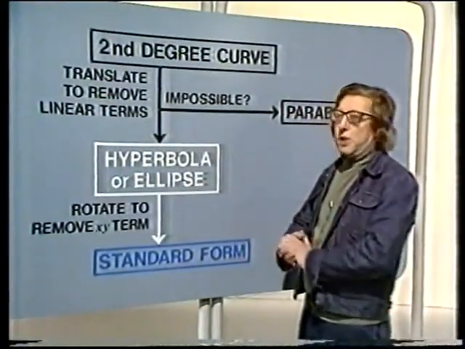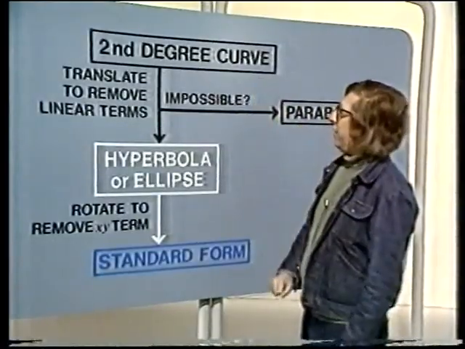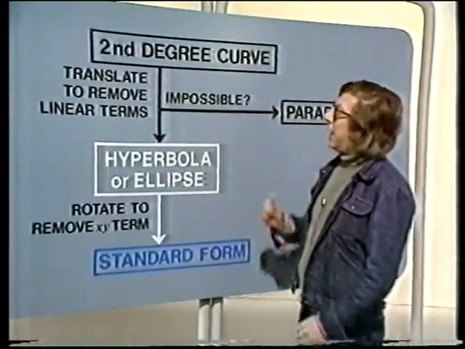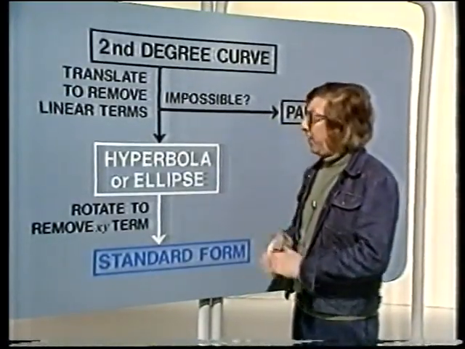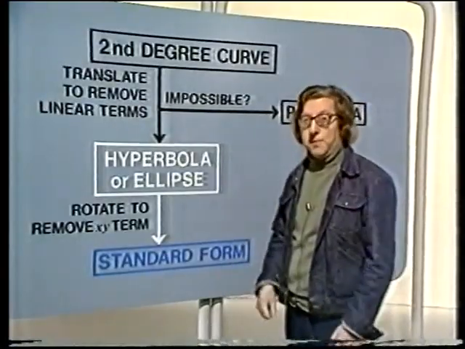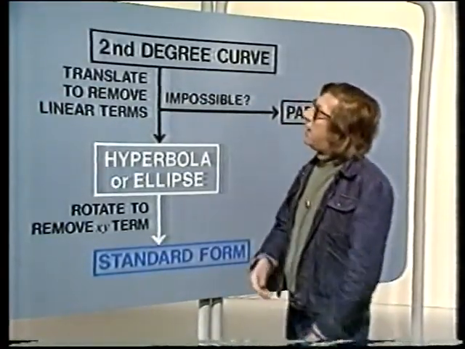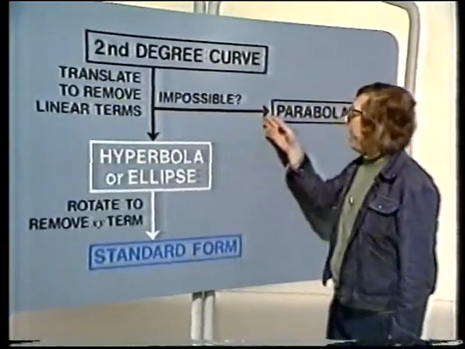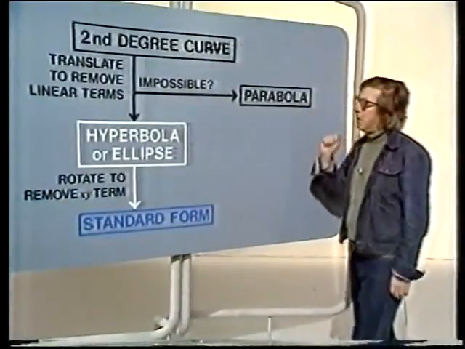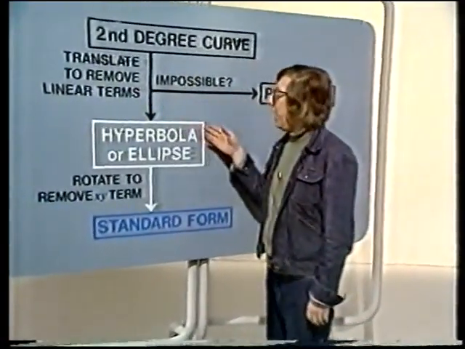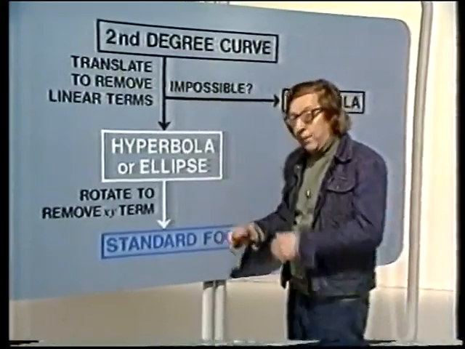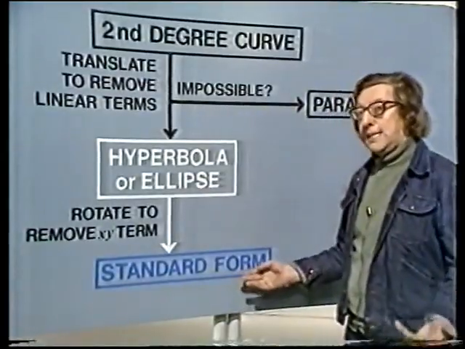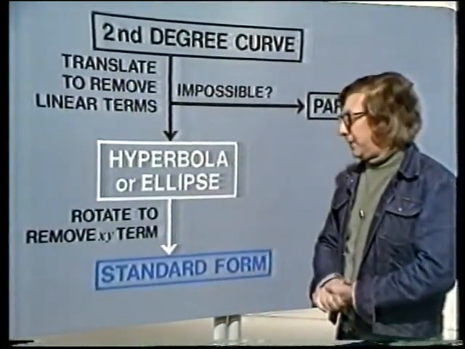Well, David's procedure can clearly be applied to any second-degree curve. In fact, it could be tightened up to form a proof that any second-degree curve can be put in precisely one of the standard forms of a hyperbola, an ellipse, or a parabola. Well, let's recap how that's done. First of all, we translate to remove the linear terms. Well, if that's impossible, what we have, in fact, is a parabola. But if it's possible, then we know we have a hyperbola or an ellipse, and then we have to rotate to remove this xy term, and what we're left with is a standard form of a hyperbola or an ellipse.